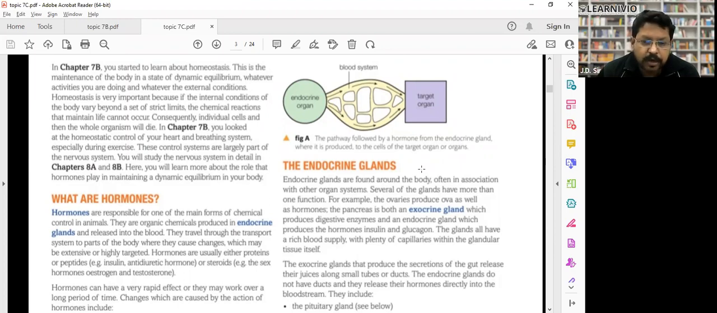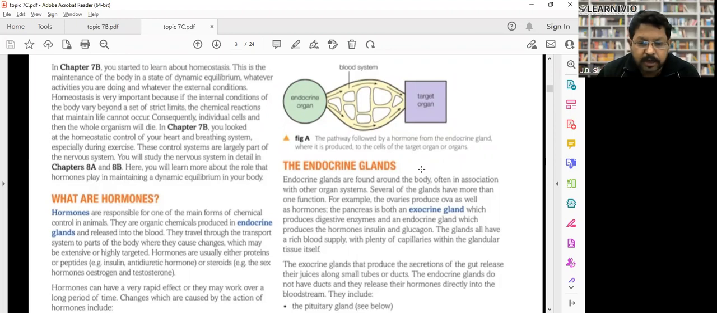Endocrine glands: those glands which release hormones are called endocrine glands, and they release them directly into the blood, in very small amounts. What is the chemical composition? We have discussed peptides, proteins, or steroids.